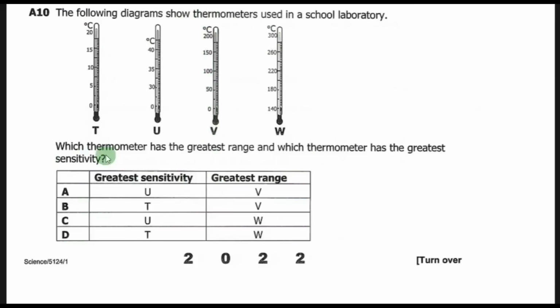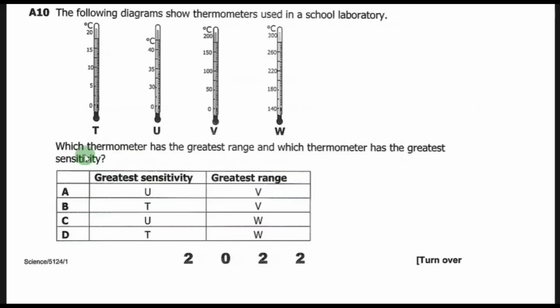Now what constitutes sensitivity in a thermometer? For a thermometer to be said to be sensitive, it must be able to show a reading for any small change in temperature.